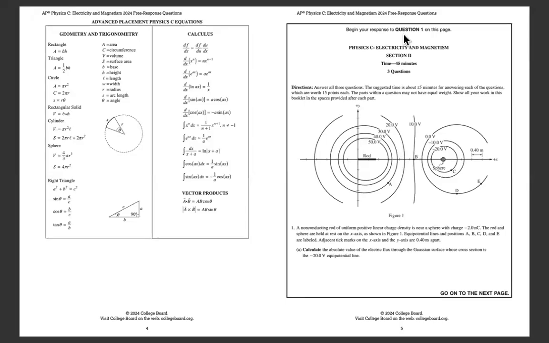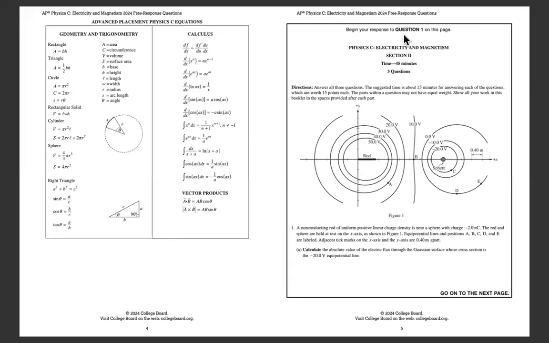All right, here's our set one free response questions. I have not yet completely solved these, so I don't exactly know how they're going to be. The only thing I know is that I saw an experimental design question on there, which I'm not looking forward to, but let's just go ahead and get started. You've got some sort of potential map here with a charged rod as well as a sphere.